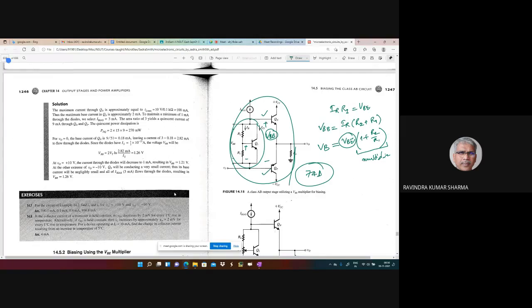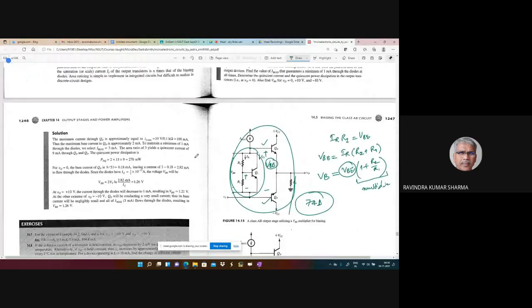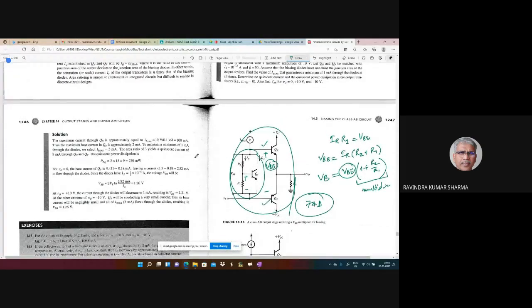Right? So now rest is left for you to study. I'll upload very soon some learning material on more on the power amplifiers. ठीक है, आप अब खुद इसकी स्टडी कर सकते हो.